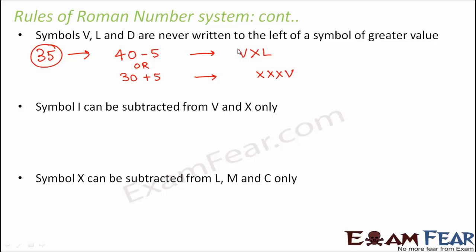Now this is a confusion. You might ask, so which is correct? Is this correct for 35 or is this correct? So that is why this rule is there. It says that symbols like V can never be written on the left side of a greater symbol. So that means it cannot be written on the left of X. So this is not correct and this is the correct way of representing 35. So these are also certain rules that need to be remembered. Now let us yet again look at another example. So let us suppose you want to write down 450 in Roman numbers.